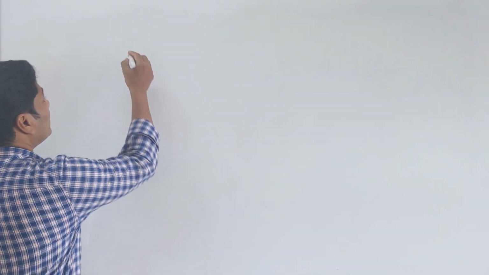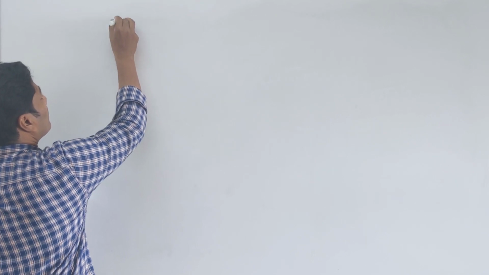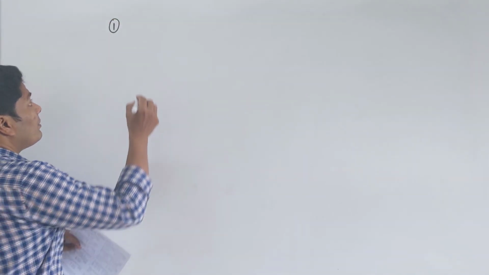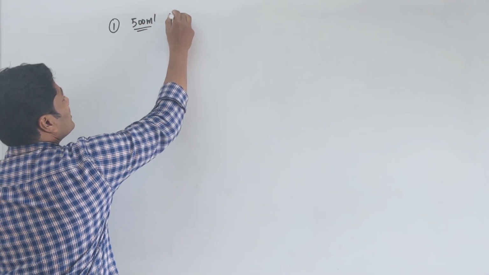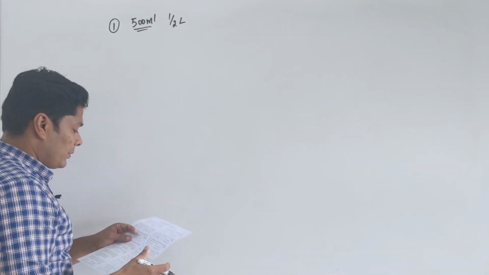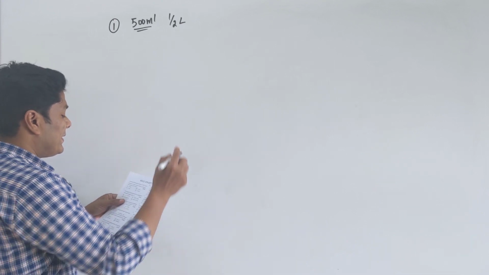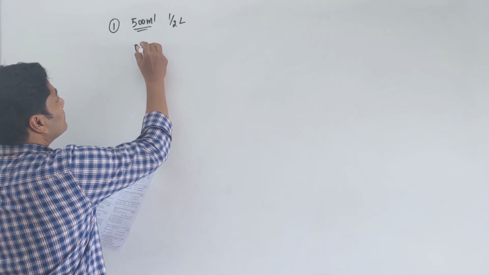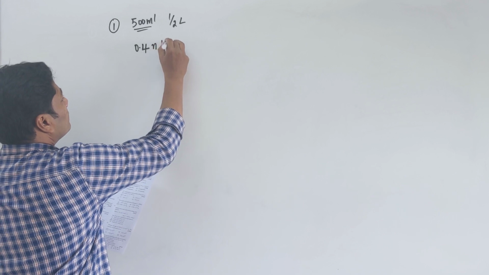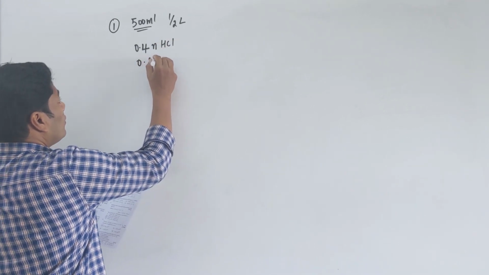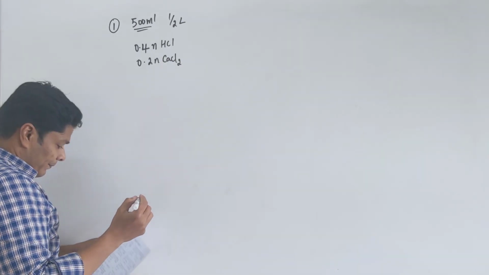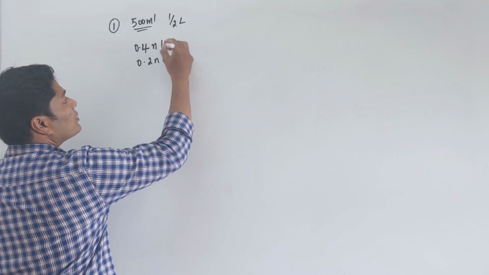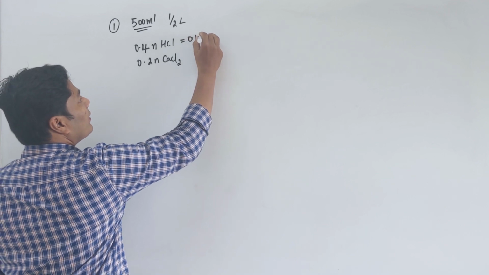So you need to get this done. It's actually very simple. So they are telling you 500 ml. This is the key here, 500 ml, which is half a liter. Get used to it. 0.4 moles of HCl and 0.2 moles calcium chloride. They are talking about concentration of chlorine. So 0.4 moles HCl is nothing but 0.4 moles chlorine.